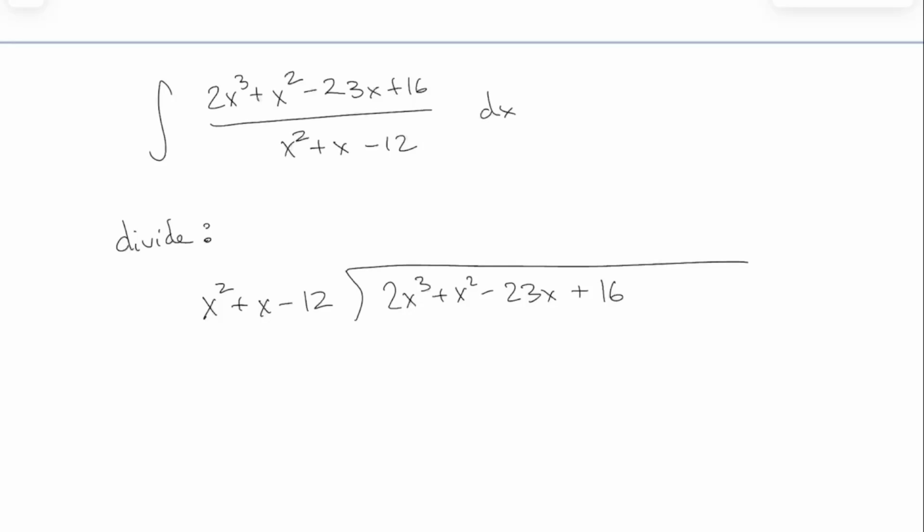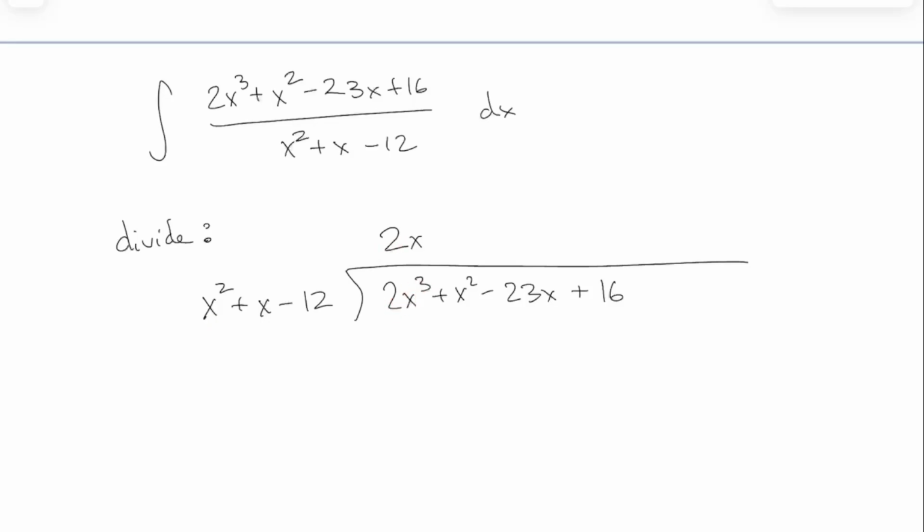I don't know if you actually remember how to long divide real numbers, but the idea is you look at the front here, which is x squared, and then you look at the thing you're dividing into, which is 2x cubed, and you say, how many times does this go into this? And the answer is 2x. You have to get used to doing this if you've never seen this before. That's because this thing times 2x would match that exactly.